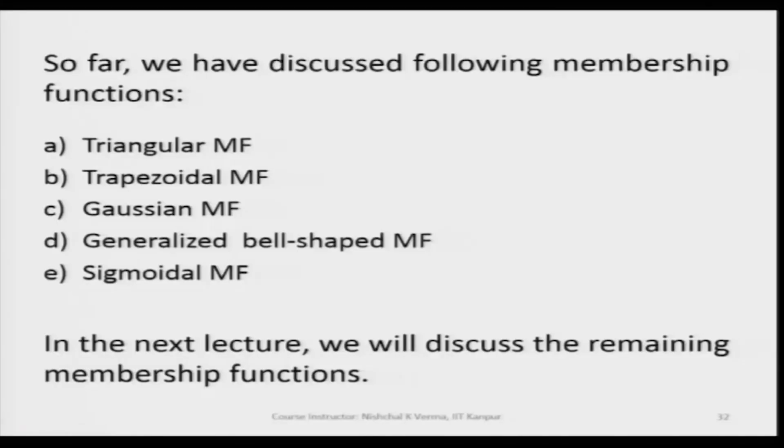So far, we have discussed the following membership functions in this lecture: triangular membership function, trapezoidal membership function, Gaussian membership function, generalized bell shaped membership function, and sigmoidal membership function. The remaining 5 membership functions out of 10 commonly used membership functions we will be discussing in the next lecture.